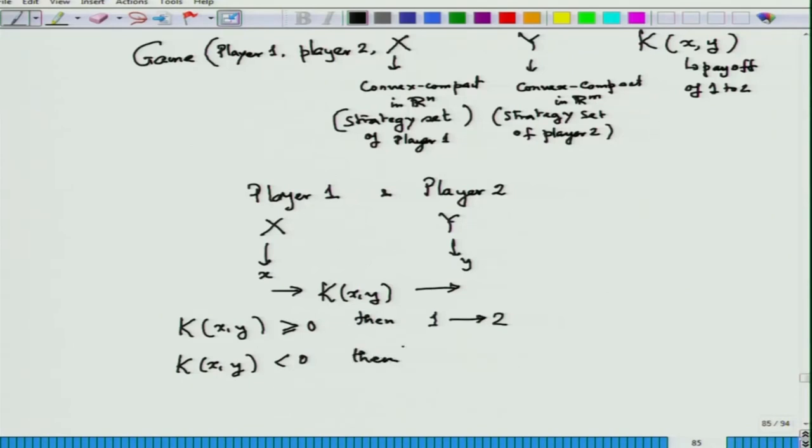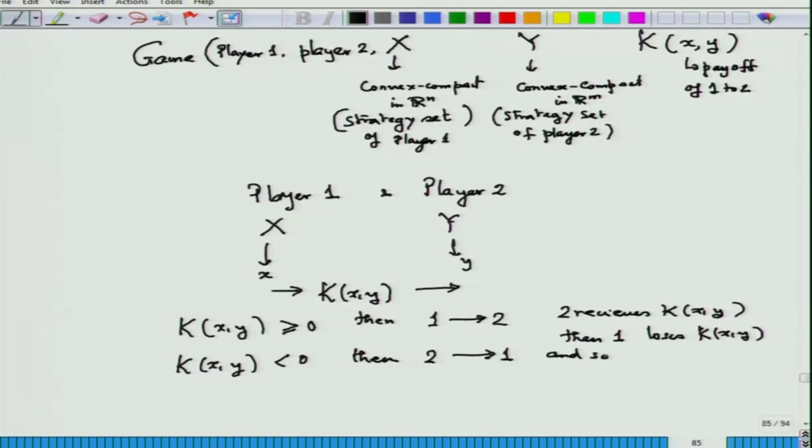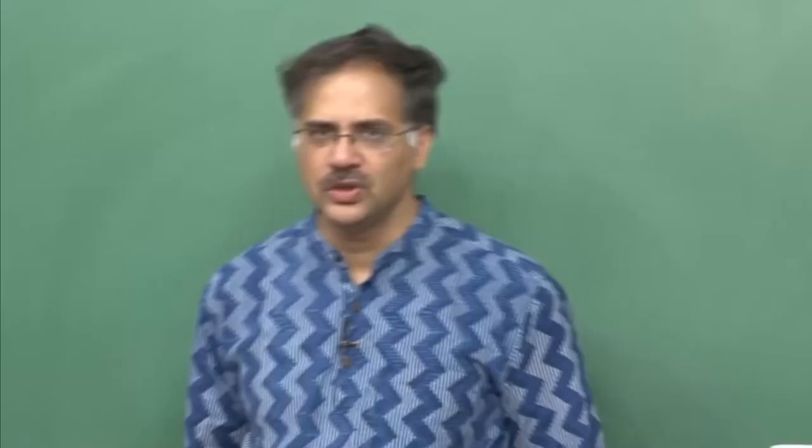Then basically no one pays anything. Then player 2 pays player 1. Now, if player 2 receives KXY, then player 1 loses KXY, and so he gets minus KXY. So the total sum is 0, the total payoff is 0, and that is exactly a zero-sum game.